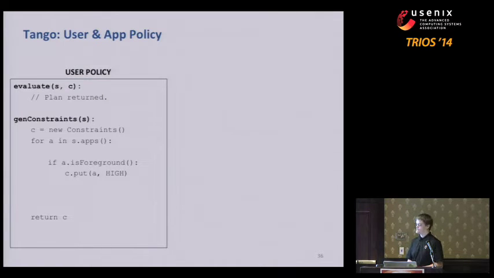It's not really important to the constraints here, so we've omitted it, and we're just going to look at the gen constraints method. Here, the gen constraints method takes in the state. It goes through all the applications in the current state, and when it finds the foreground application, it puts in a constraint that says this application gets the high network priority. You can see this being desirable since if you're using a browser or something you want to keep interactive, you want its network usage to go first.